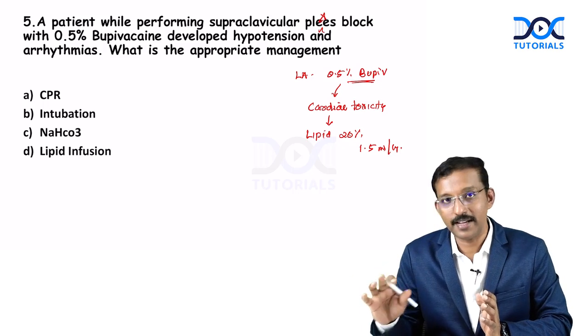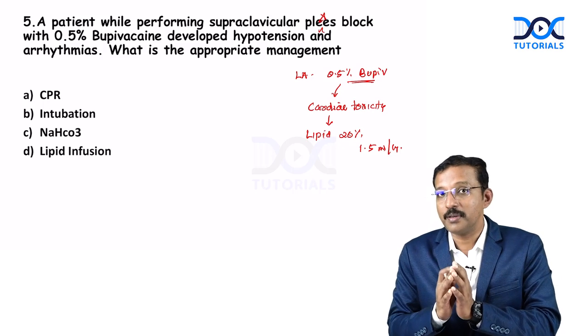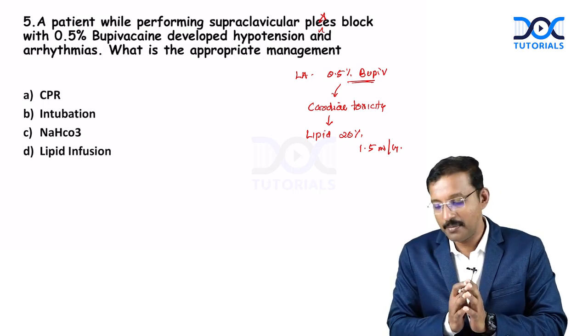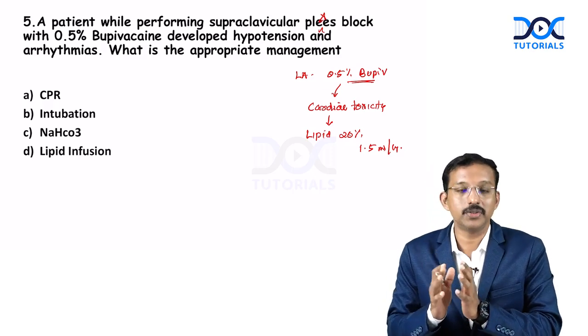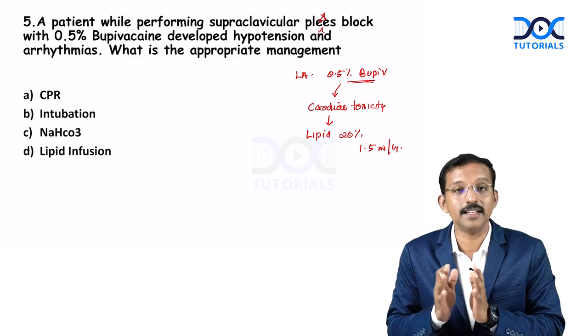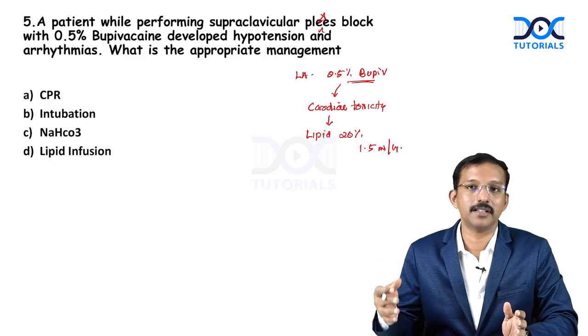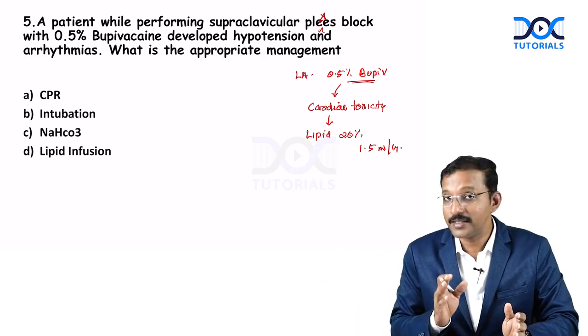infusion. Don't worry about the rates of the infusion, but at least you should remember, whenever there is bupivacaine induced cardiac toxicity, the treatment is intralipid 20% at a dose of 1.5 ml per kg as an initial bolus dose, which is subsequently followed by an infusion which can be continued for the next 24 hours. Now, this is very important.